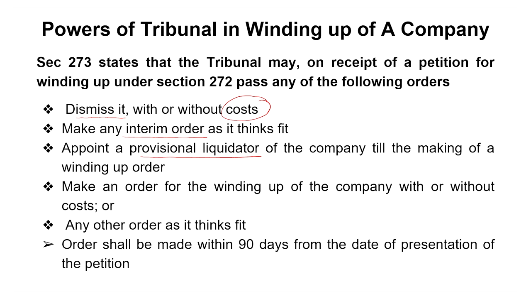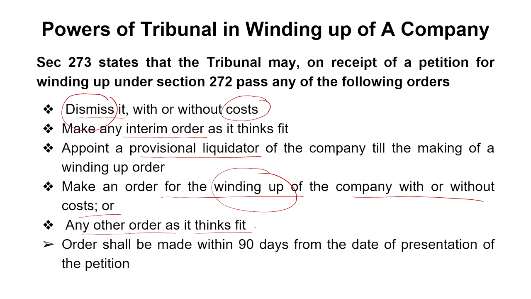And once a liquidator is appointed by the court for the purpose of winding up, all the powers of the company transfer to this liquidator for the functioning of the company. And make an order for the winding up of the company with or without cost. Here the word we use is dismiss at the first stage; at the second stage, if the tribunal finds this is a fit case, in such cases a winding up order may be passed. And once a winding up order is passed by the tribunal, it is the duty of the tribunal to appoint the liquidator here to administer the property of the company.